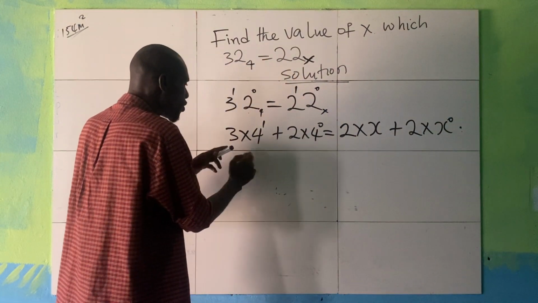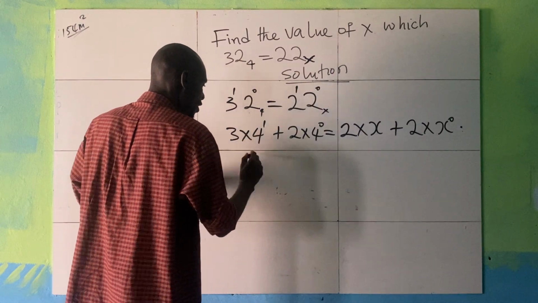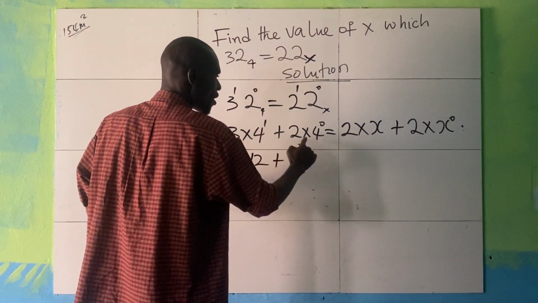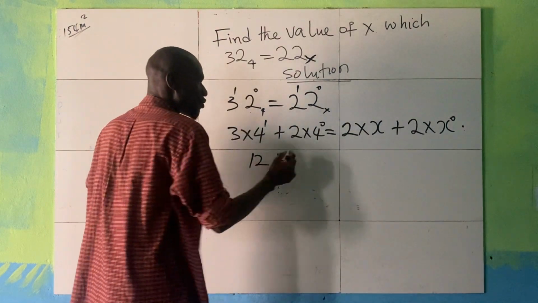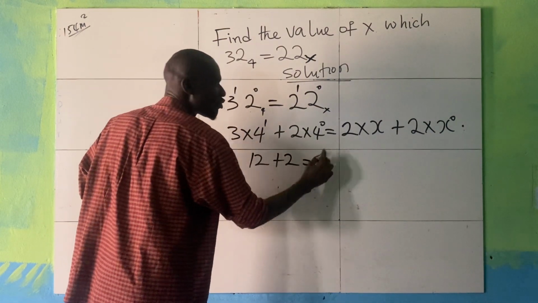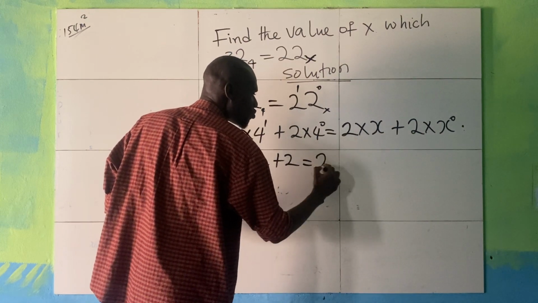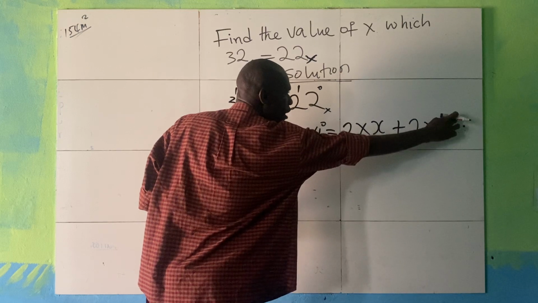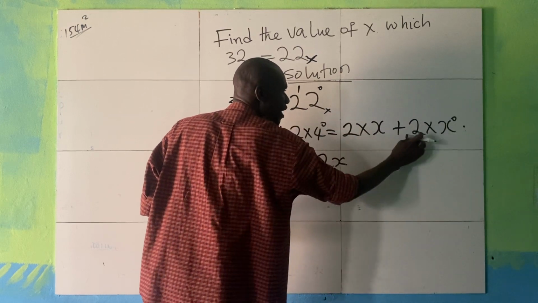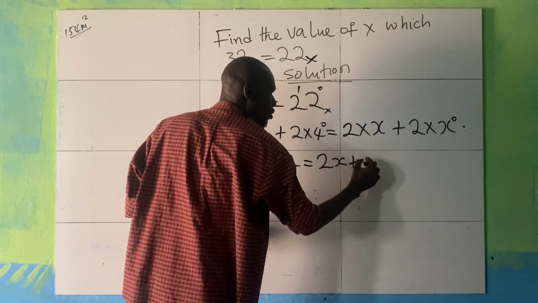On that note, what do we do? 3 times 4 is 12, plus 2 times 4 raised to the power of 0, which is 1, so that is 2. Equal to, here 2 times x will be 2x, plus 2 times x raised to the power of 0. x raised to the power of 0 is 1. So here becomes 2 times 1, which is 2.